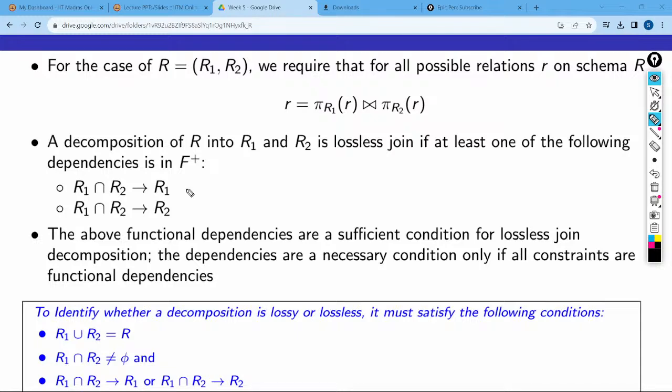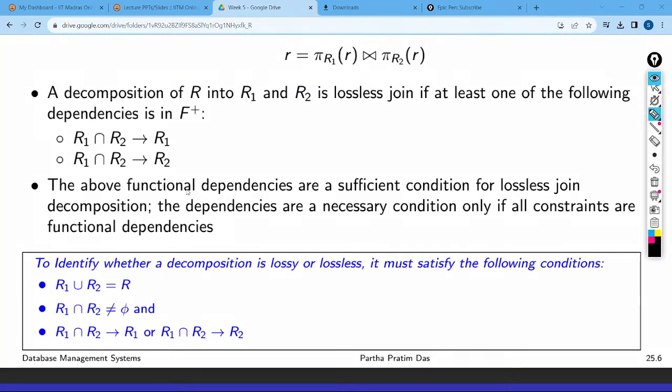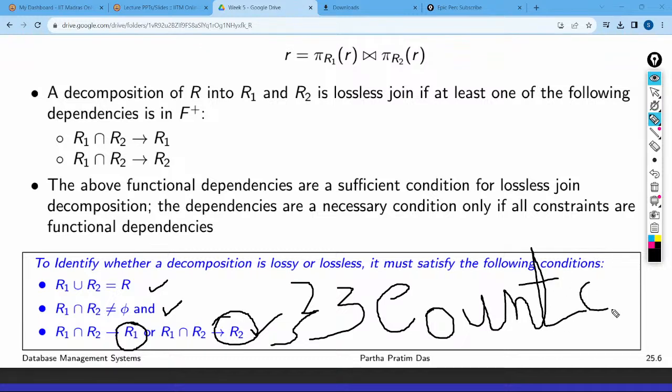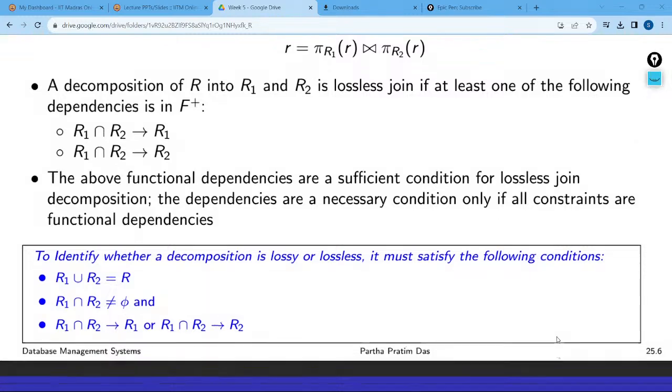So how would we, just by looking at the relation, tell whether it is lossless or not? We would check these three properties: whether both of them united present the whole relation, whether they must have at least something in their intersection, and their intersection should have a functional dependency on either one of them. So let's say R1 and R2 when intersected should have a functional dependency on either R1 or R2. These are the three counts that you need to check. Let's move forward.